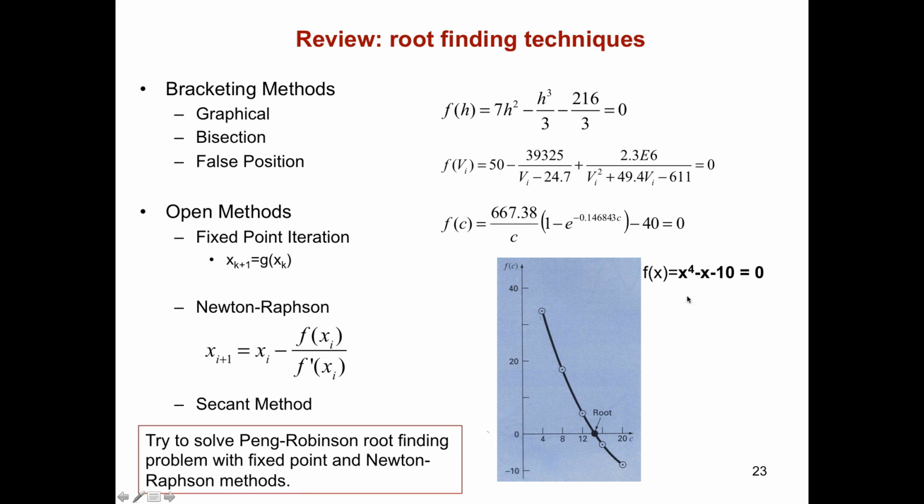And then another version would just put x to the 4 equal to x plus 10. So x is the 4th root of x plus 10. And that has a much better chance of converging.